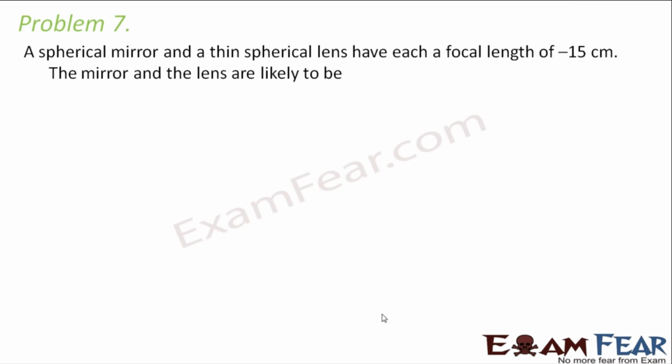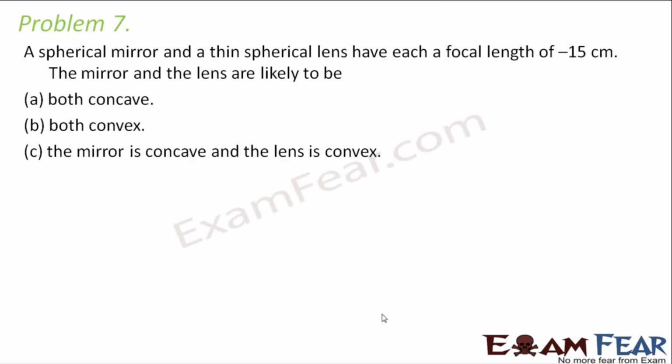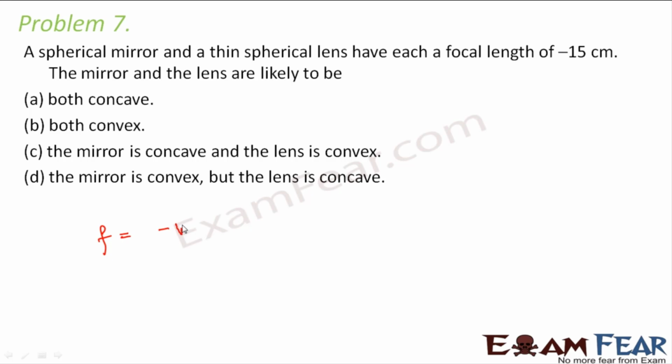Let us look at the next problem. A spherical mirror and a thin spherical lens have each a focal length of minus 15 centimeters. The mirror and the lens are likely to be? So when I talk about a spherical mirror, here the focal length is given as negative. If focal length is negative, what kind of lens does it have to be? It should be a concave lens, because focal length is negative for a concave lens.